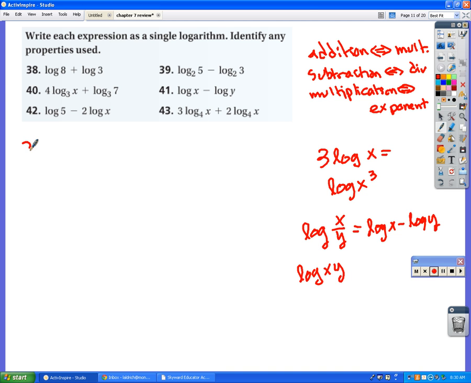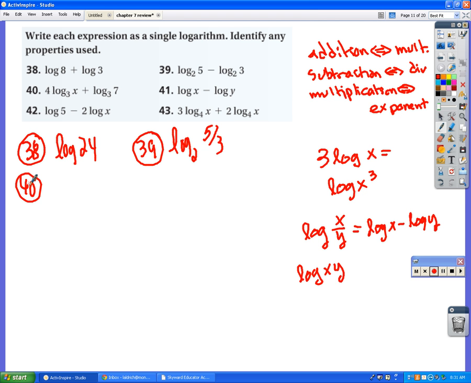All right. So number 38. Easy one. Log of 24. Absolutely correct, because 8 times 3 is 24. Number 39. Subtraction. It's log base 2 of 5/3, because subtraction is the same as division.